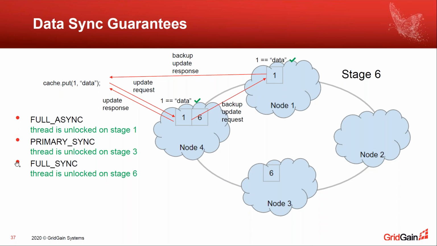So if you are using stricter mode, your latency on the operation is increased, but you gain stricter guarantees about the point where control is returned, and at this point, how many nodes have updated their data.